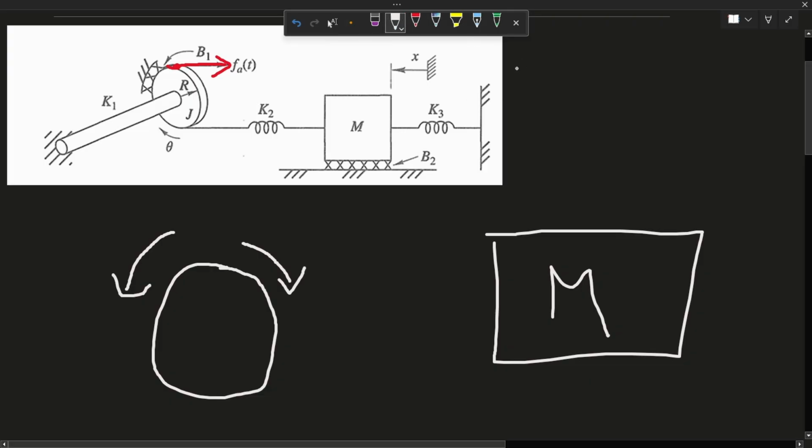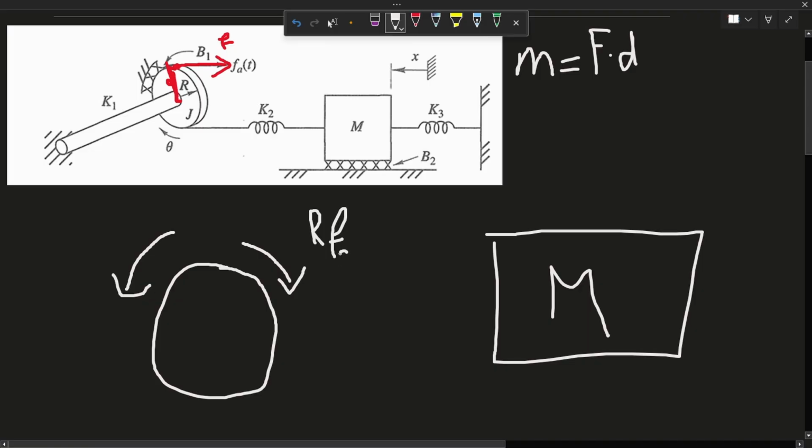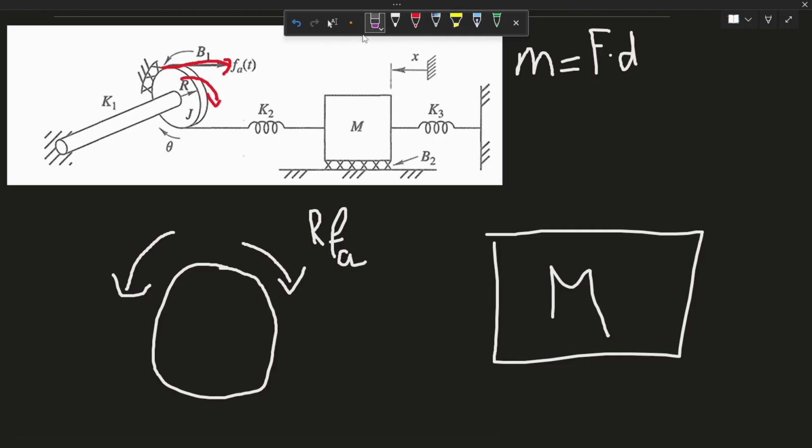And we know in your dynamics class that the moment is equal to a force times the perpendicular distance to it. So in this case, this is your force, and the perpendicular distance is this over here, which is equal to r. So the input torque would be equal to r F_a, okay? This is just common sense. Since it's pointing that way, if you pull the disk this way, it would be turning it that way. That's why I put it clockwise.